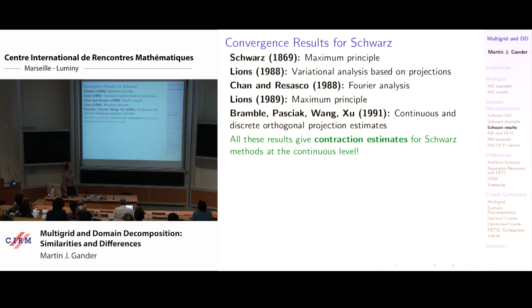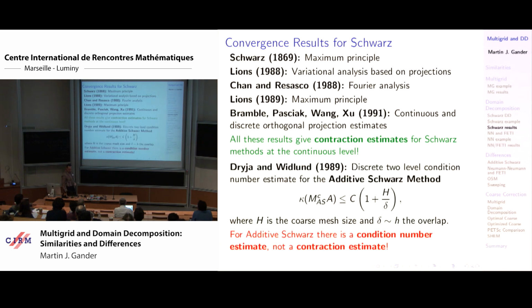They're all at the continuous level as well, except there is also in Bramble, Pasciak, Wang, and Xu some discrete estimates as well. Now there's another method that was invented around the same time, and this is the Additive Schwarz method. This was invented by Dryja and Widlund in 1989. It's a discrete method, and they have a two-level condition number estimate.